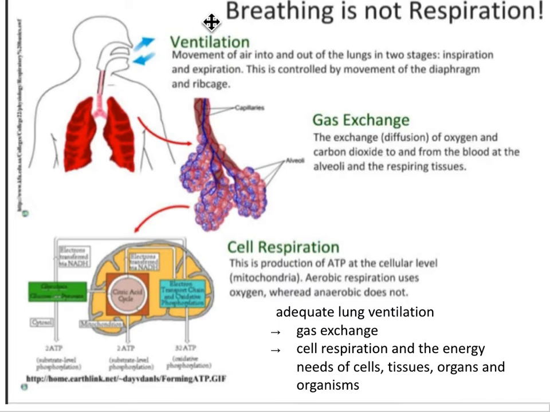So the exchange, or diffusion, of oxygen and carbon dioxide to and from the blood at the alveoli and the respiring tissues. So these are little alveoli sacs that are on the bronchioles of the bronchi tube, which are inside your lungs. Notice there's little capillaries. These blue and red squiggly lines are wrapped all around these alveoli.